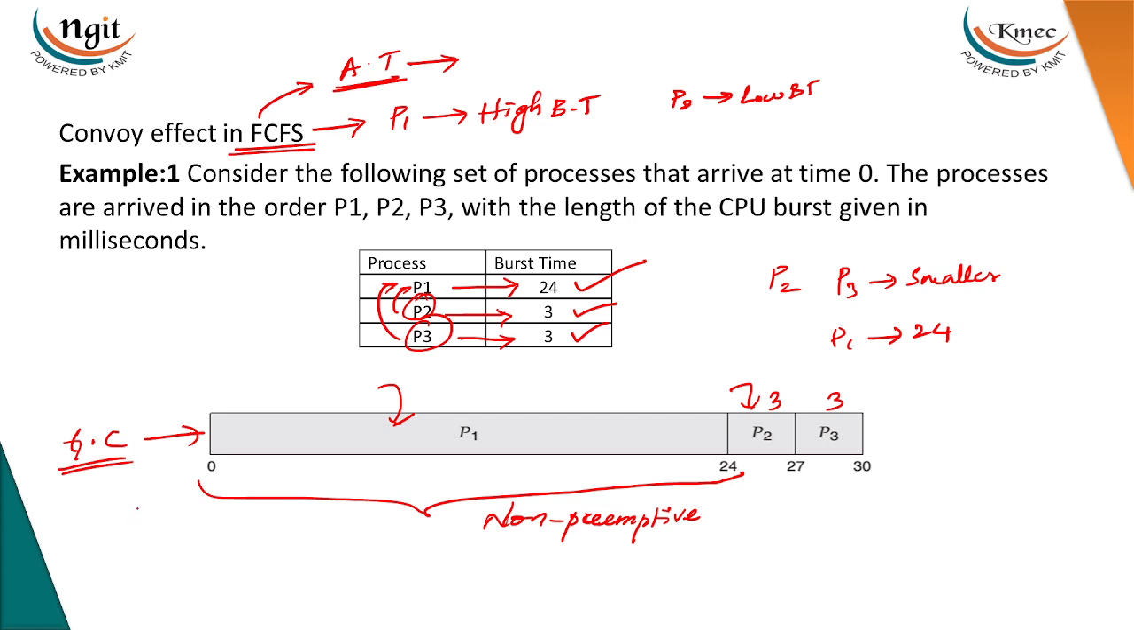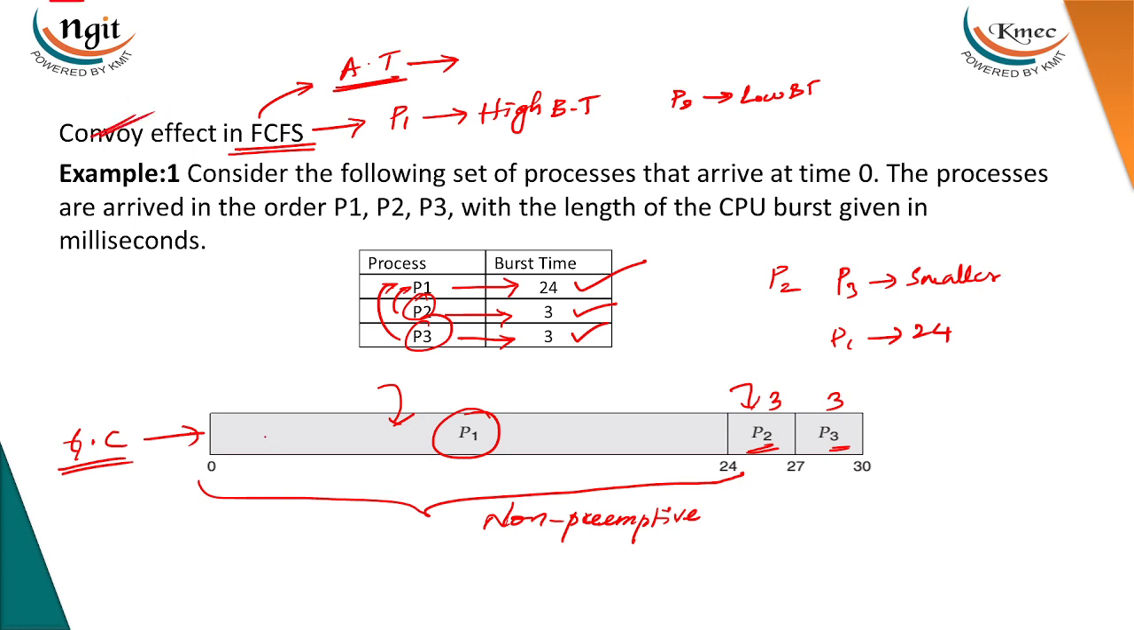When the higher burst time process is executing in the CPU, all the lower burst time processes have to wait until the long burst time process has completed its execution. Its execution is completed, and the lower burst time processes have to wait. That is called convoy effect.